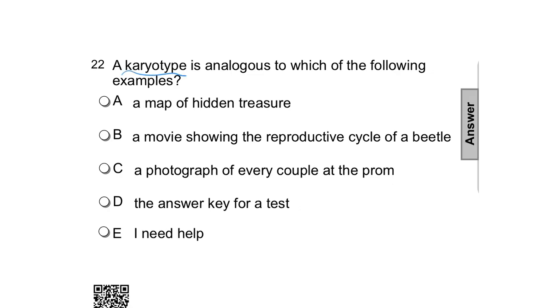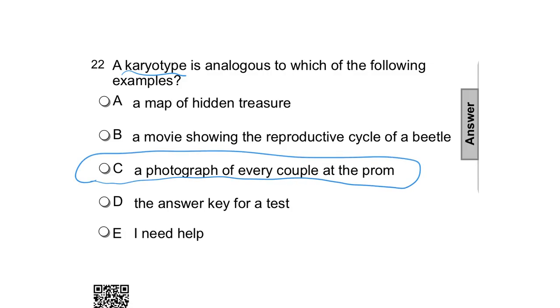Here's kind of a silly question, but it kind of makes sense. A karyotype. That's like a lineup of all the chromosomes in a cell, paired up as homologous chromosome pairs. So if this is a human karyotype, the karyotype would have 23 pairs of homologous chromosomes. This would be like a picture of every couple at the prom all lined up next to each other.